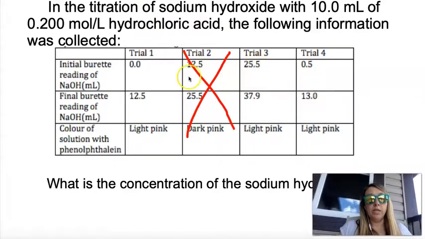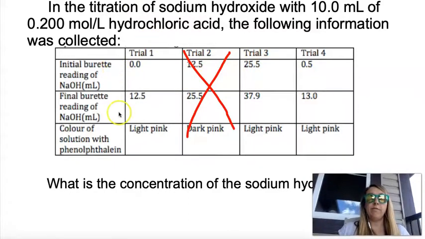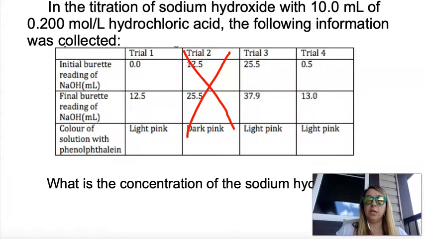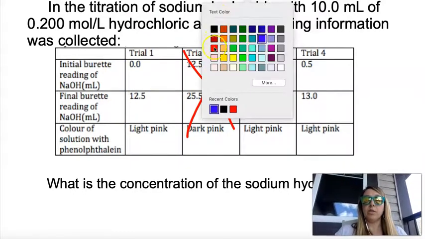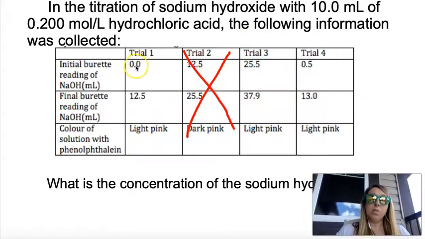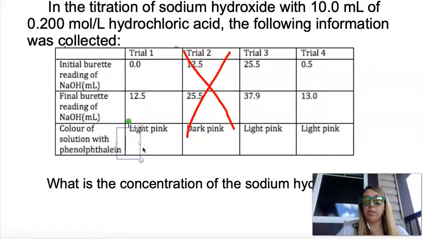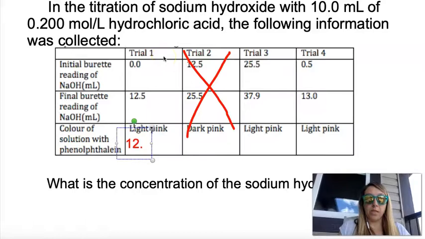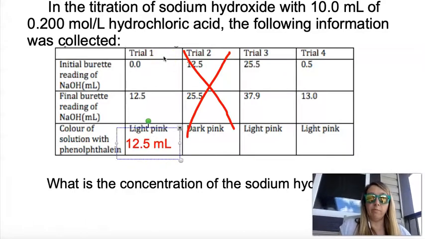So you'll notice that they've given us initial readings and final readings of burettes. So again, if we had actually done this lab, that also makes this a lot easier. But with that initial and that final reading, what we actually need to know is how much did we actually use. Okay, how we figure out how much we used, we just get the difference between the initial and the final. So that means we have 12.5 milliliters, right?